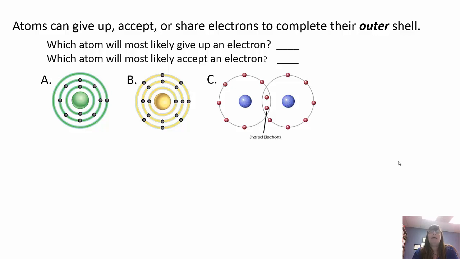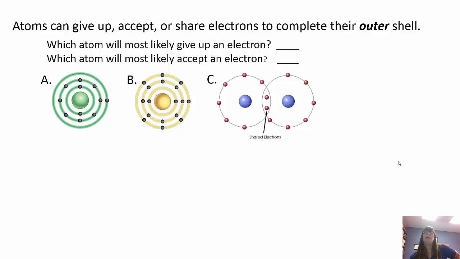Hopefully you said B, because B actually has 7 electrons in its outermost shell. So one more and it's complete. So that's actually sodium and chloride. Sodium gives up an electron to chlorine, which accepts the electron. It's a complete transfer. So sodium becomes more positive, or Na+, because it gave up a negative charge. Chlorine, on the other hand, becomes more negative, or Cl-, because it accepted a negative charge.